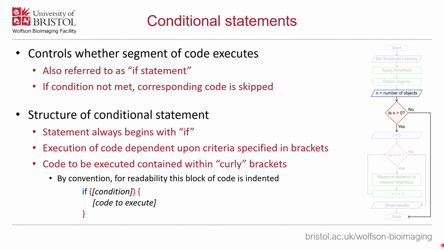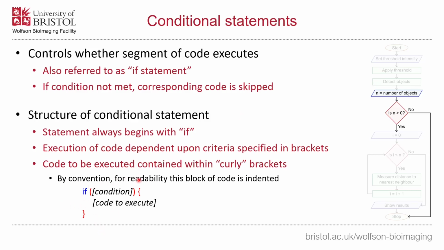So saying, in the context of the flow diagram I showed near the beginning, if the number of objects n is equal to 0 or less than 0, which isn't going to be the case, skip right to the end because there's nothing to measure. And if it's greater than 0, so i.e. we've detected something, then progress through and do the measurement stages. So this one I've shown on the right hand side is a conditional statement, also referred to as an if statement.